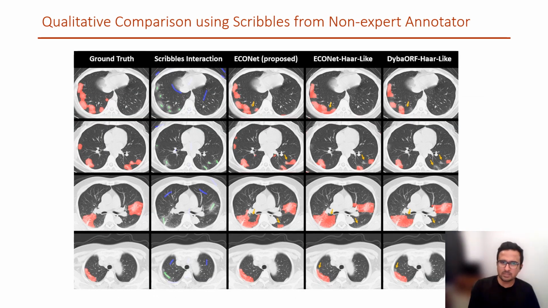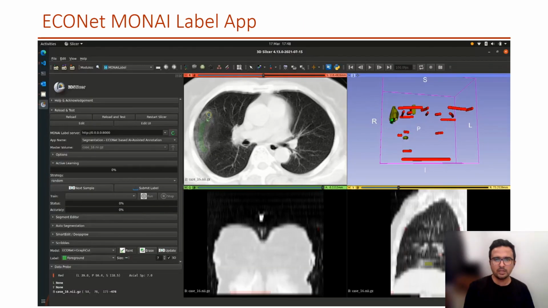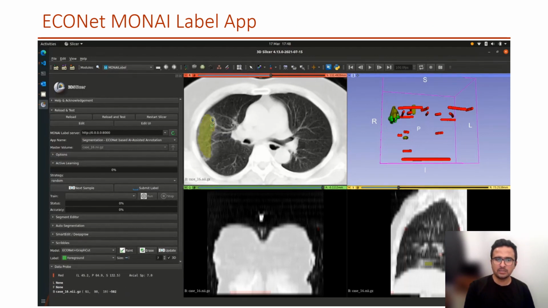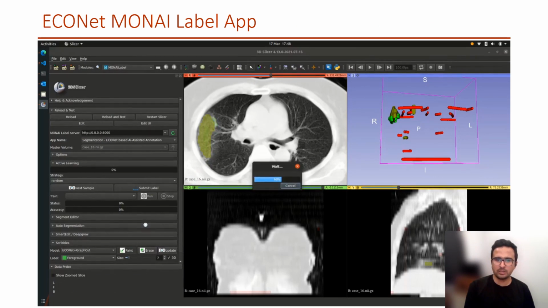For qualitative comparison, we utilized scribbles from non-expert annotators and applied ECONet and comparison methods to achieve relevant annotations. As can be seen, ECONet annotations are much closer to the ground truth, whereas the comparison methods suffer from over and under segmentation problems. ECONet is implemented using MONAI Label, and the sample app is shown here, where the user provides scribble interactions and performs updates using the ECONet model.